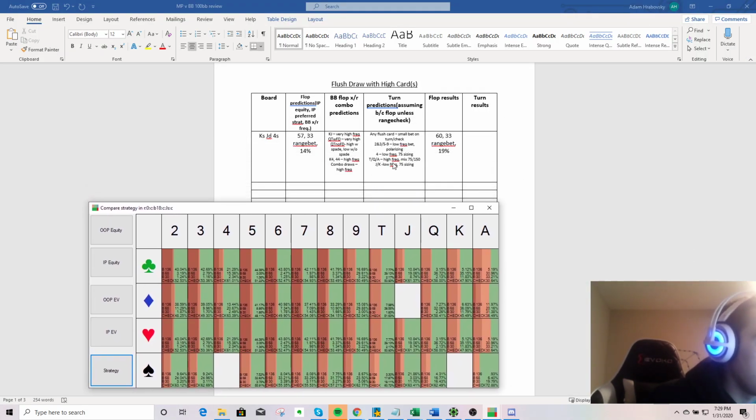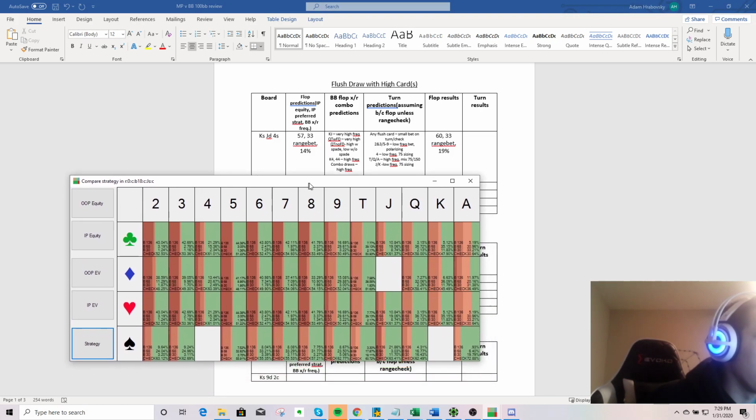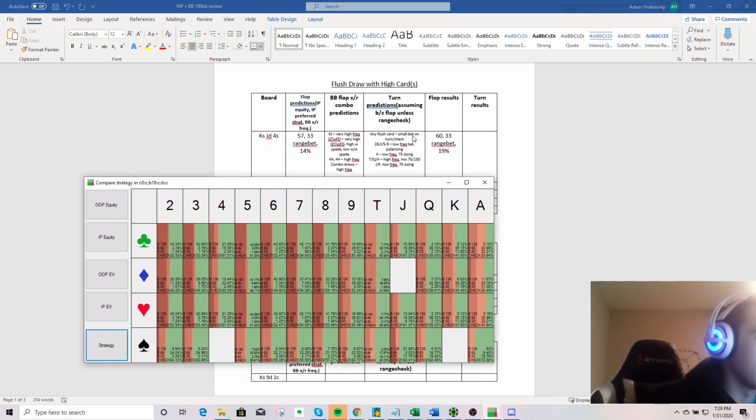So any flush card, this is true for we're betting small, and in here the 75% bet was considered a small bet. So this is true for basically all these cards. The higher spades coming in preferred 33% pot bet compared to any larger bet.